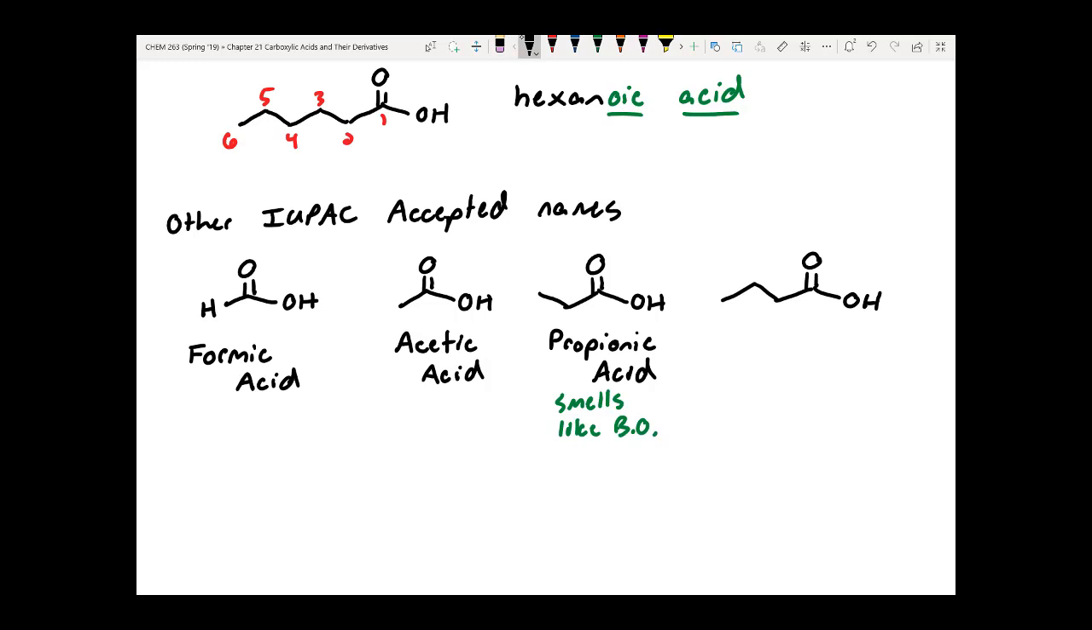All right, and then the next one is often called butyric acid. This smells like rotting butter. Or like, have you ever smelled milk that's gone bad, or any dairy product that's been left out unrefrigerated for a week? That's kind of what this smells like. So it smells like rotten dairy.